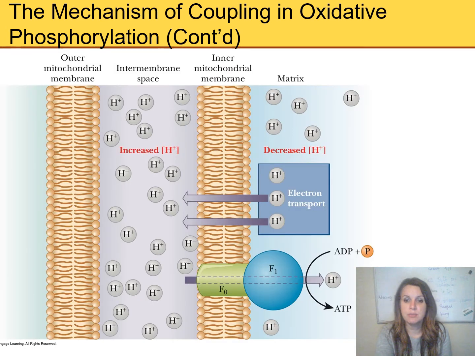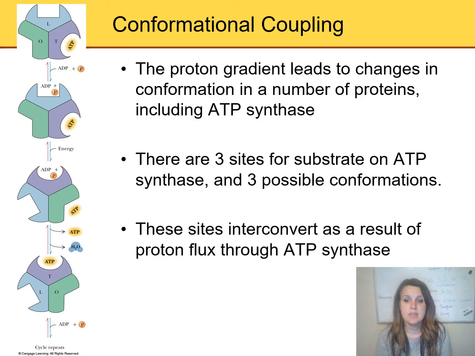Specifically, what we see with this coupling process is that electron transport causes pumping of hydrogen ions into the intermembrane space, and the ATP synthase enzyme allows those hydrogen ions to flow back down their concentration gradient. And somehow it harnesses that energy on the F1 subunit to drive phosphorylation of ADP to make ATP. What scientists have found is that there is some unique structure about the F1 subunit that allows it to phosphorylate ADP to make ATP.